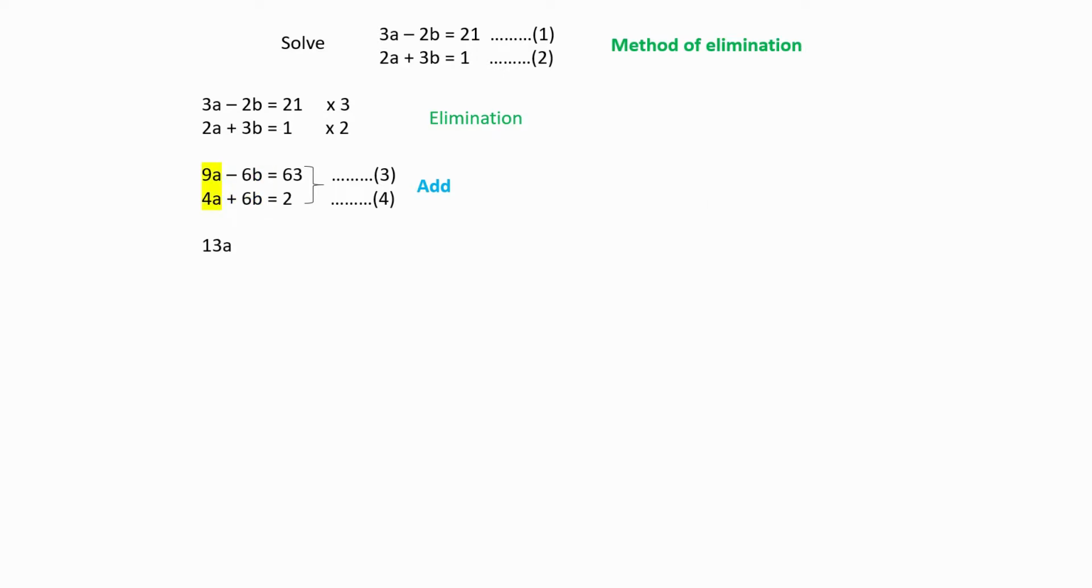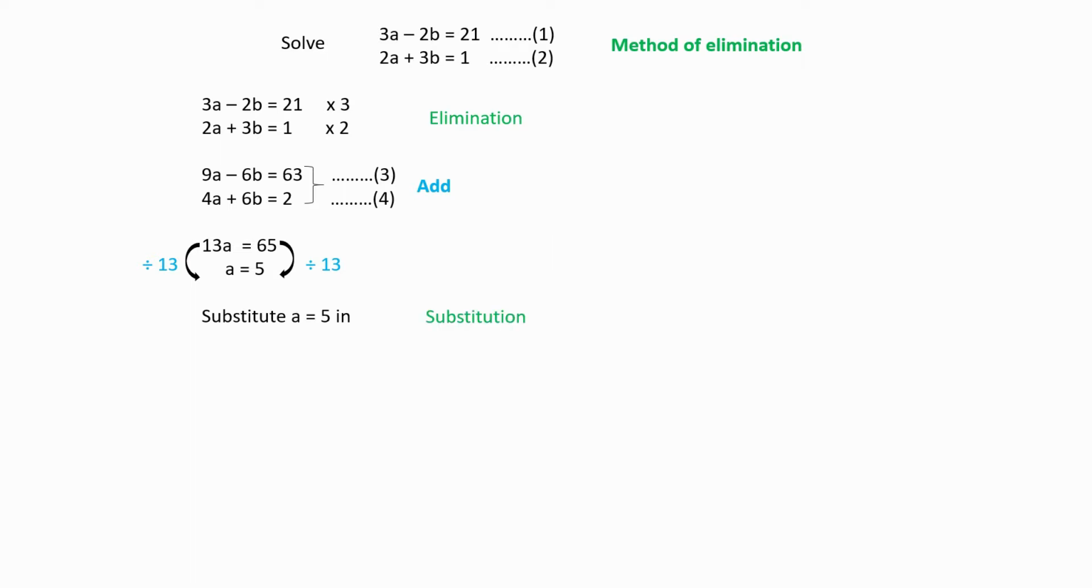9a plus 4a gives 13a. Negative 6b plus 6b gives 0. And 63 plus 2 gives 65. So 13a equals 65. Both sides of the equation divide by 13. 13a divided by 13 gives a, and 65 divided by 13 gives 5, so a equals 5.